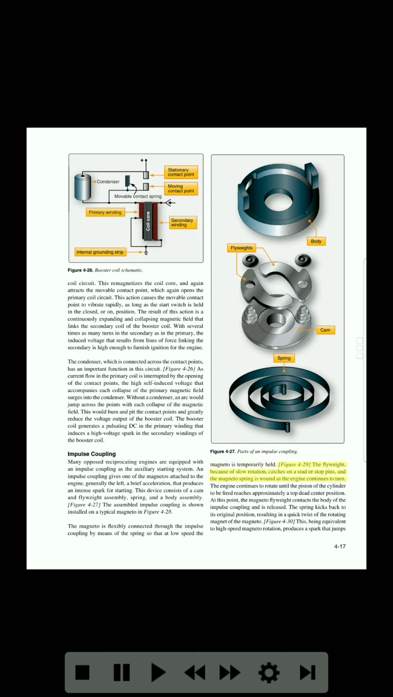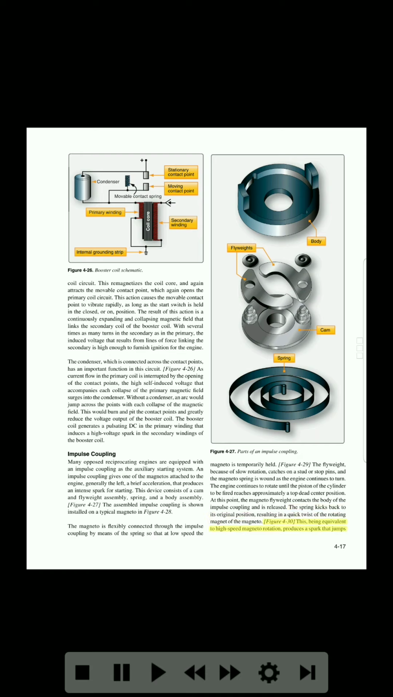The flyweight, because of slow rotation, catches on a stud or stop pins, and the magneto spring is wound as the engine continues to turn. The engine continues to rotate until the piston of the cylinder to be fired reaches approximately a top dead center position. At this point, the magneto flyweight contacts the body of the impulse coupling and is released. The spring kicks back to its original position, resulting in a quick twist of the rotating magnet of the magneto.